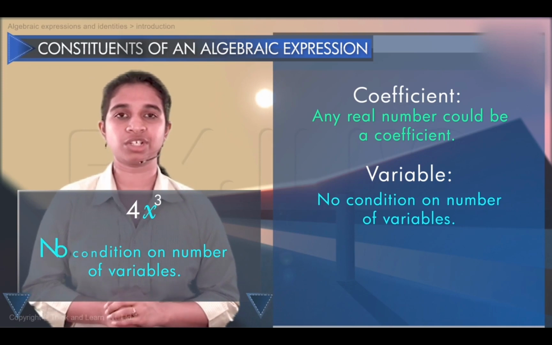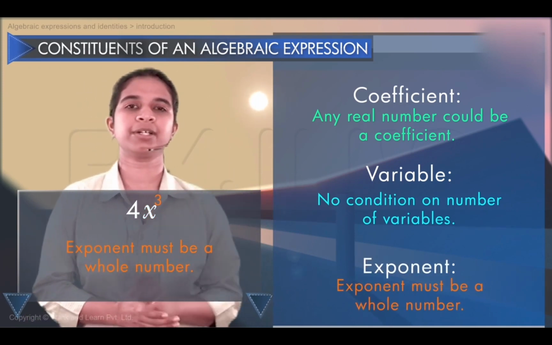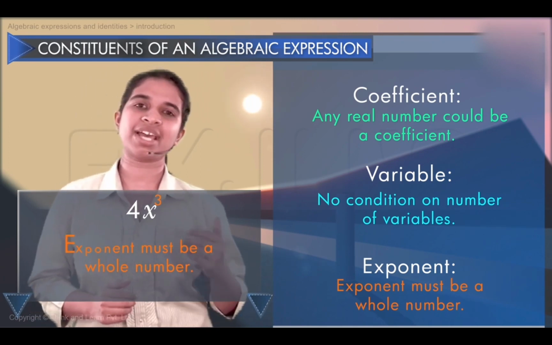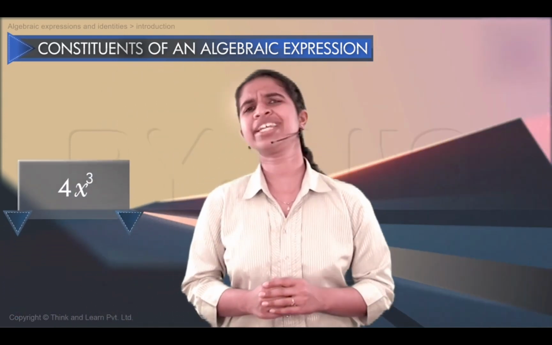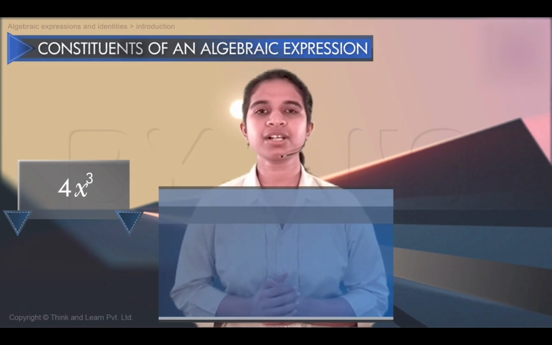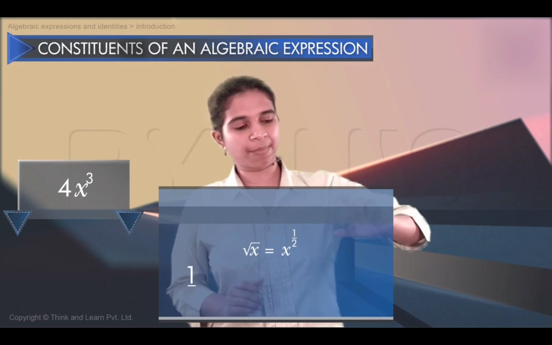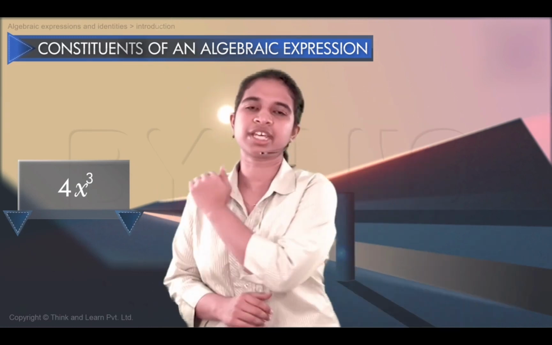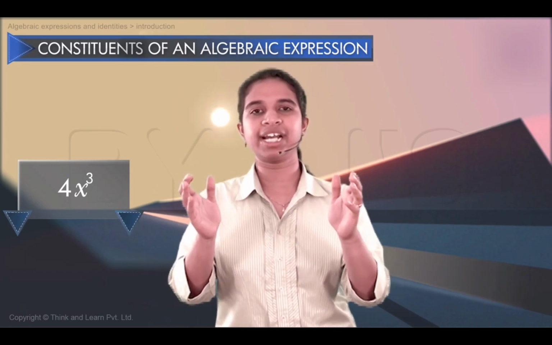Here, we do have a condition. This power or the exponent has to be a whole number. It has to be a whole number. So you can have x cube, you can have x square, but you cannot have root x, for example. Why can you not have root x? How can I write root x in terms of a power? Root x, I can write it as x raised to 1 by 2. Now look at my power, it's 1 by 2. Is 1 by 2 a whole number? It's not, right? So this cannot be a polynomial, right?